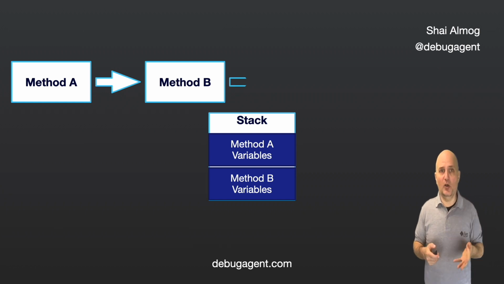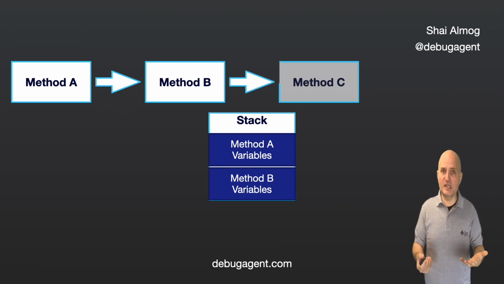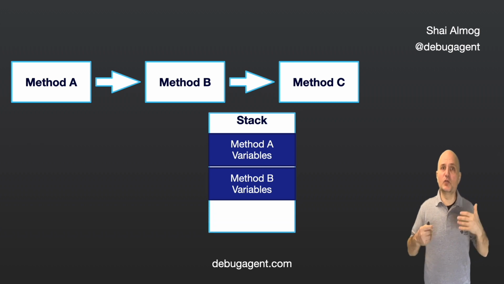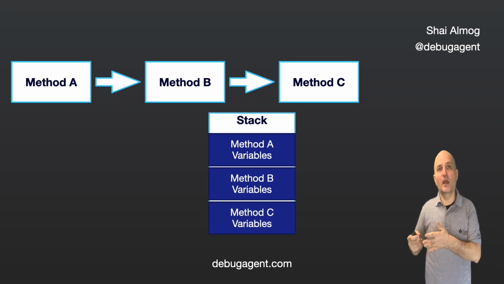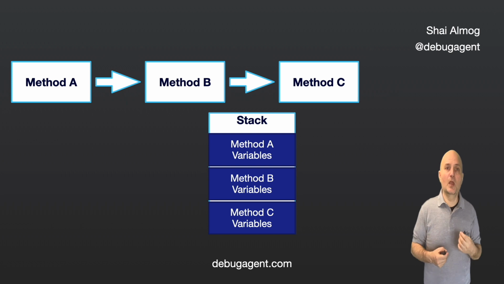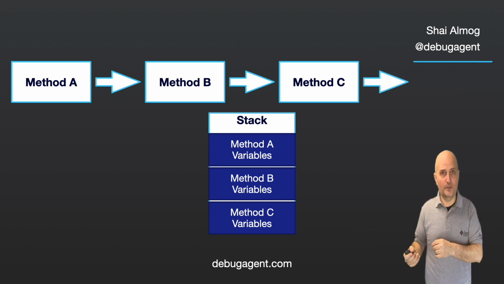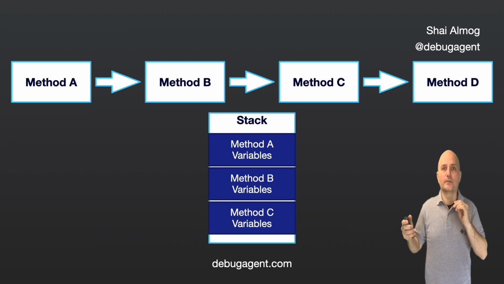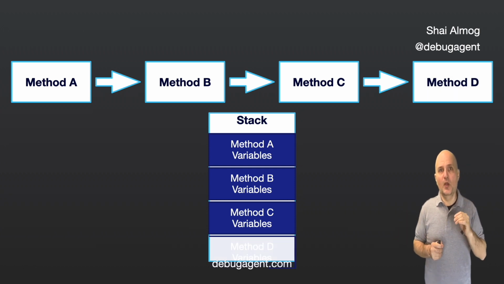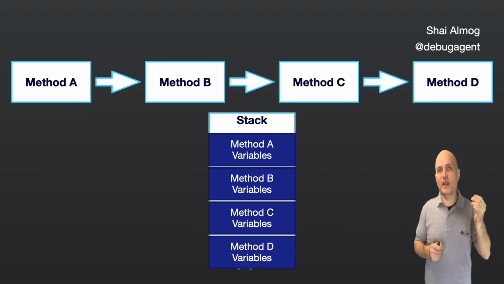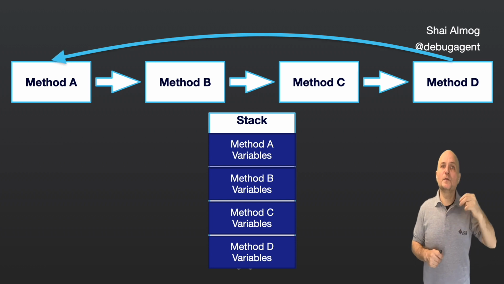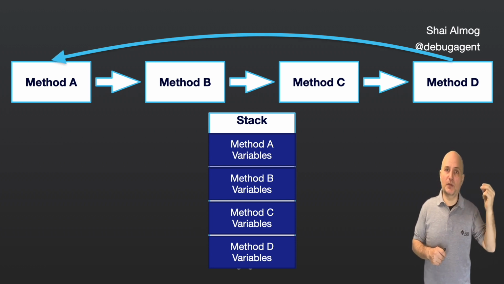This goes on and on. We can invoke method C, and then its variables get pushed into the stack, and the same happens again. We invoke method D, which results in the same effect. So far, so good. When we return from method D, the stack will pop the last frame. But what happens when we throw an exception? What if our catch statement is in method A?